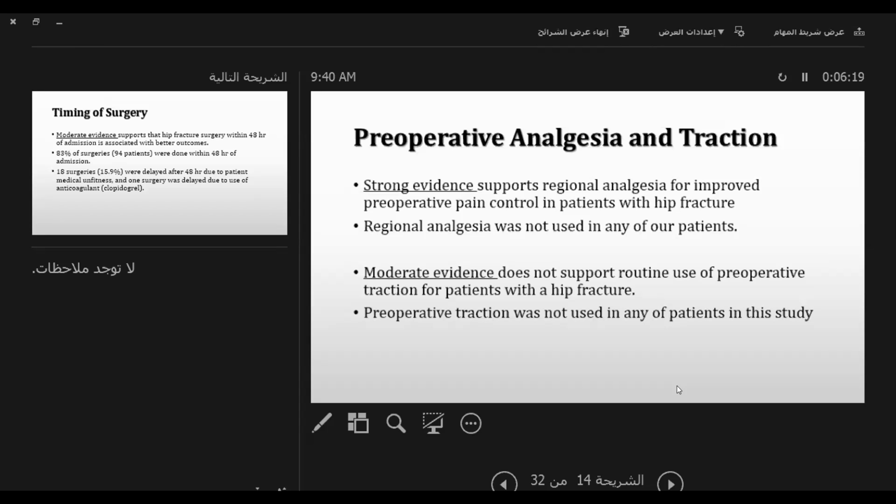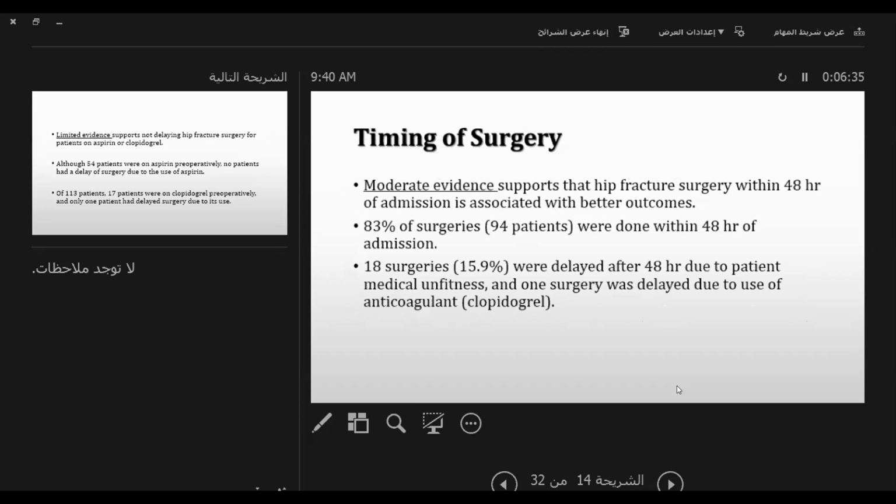This service is not available at our center of the emergency department. Moderate evidence does not support routine use of preoperative traction for patients with hip fracture. Preoperative traction was not used in any of our studied patients.